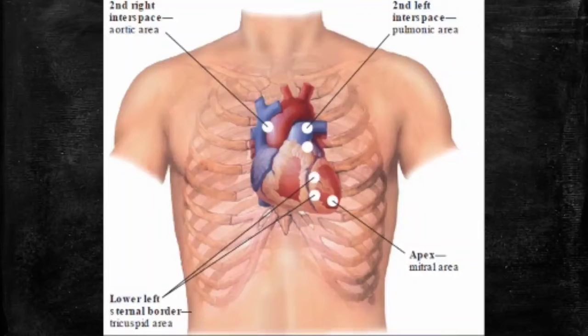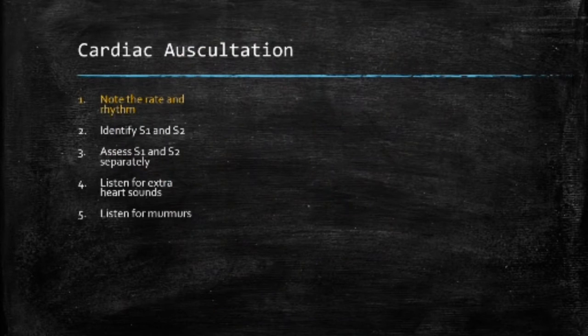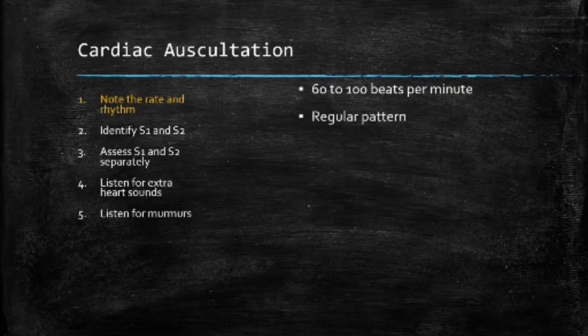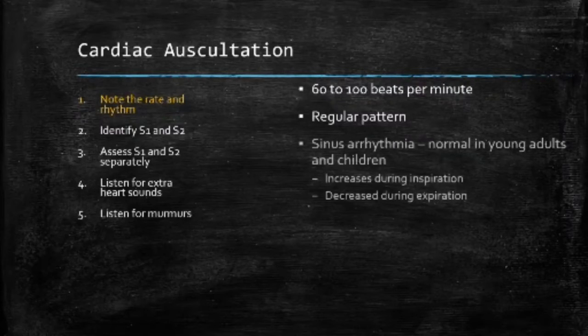The pattern of auscultation could either be from the apex to the base or from base to apex. When auscultating, note the rate and rhythm. Normally, the rate is 60 to 100 beats per minute. The pattern is regular. Sinus arrhythmia might be normal in young adults and children, and it increases during inspiration and decreases during expiration.